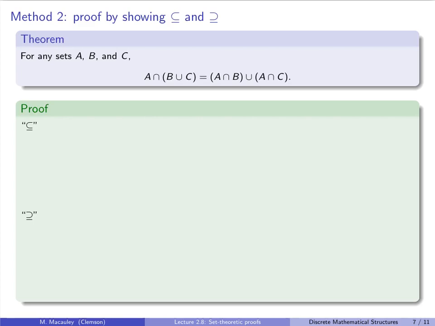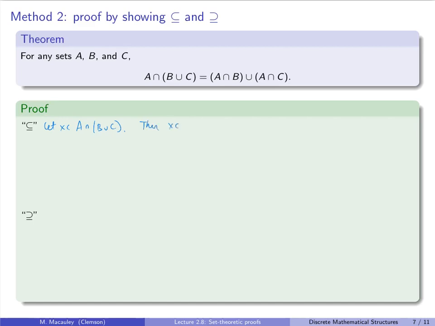Let's prove this using our second method, and we'll begin by taking an arbitrary element X in the left-hand side and showing that it has to exist in this right-hand side as well. So we'll denote that with this set containment symbol, and we'll say, let X be in A intersect (B union C). And then what does that mean?